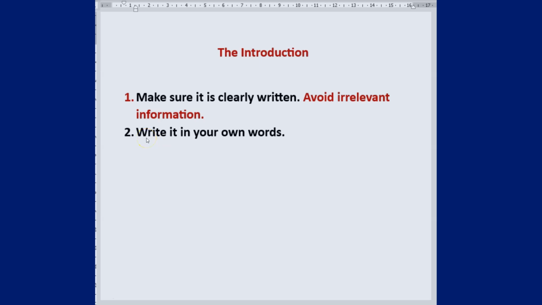Write it in your own words. The introductory part of the essay is there for you to tell the examiner what you think the report is about in your own understanding. So you can use synonyms and phrases, but make sure that the idea of the essay is still kept. So if you are using synonyms to change some of the words into your own words, you have to make sure that the idea of the topic is still there.